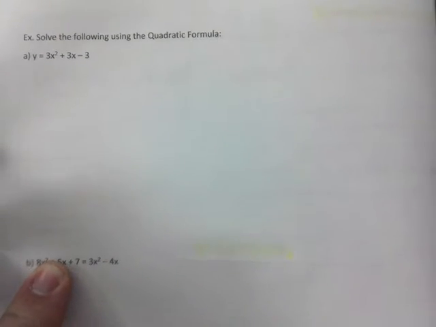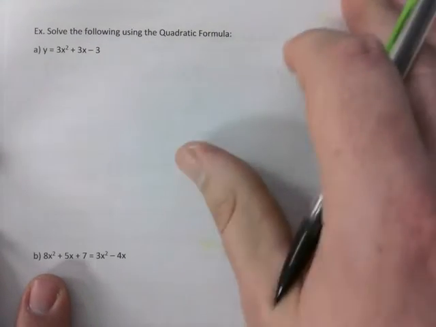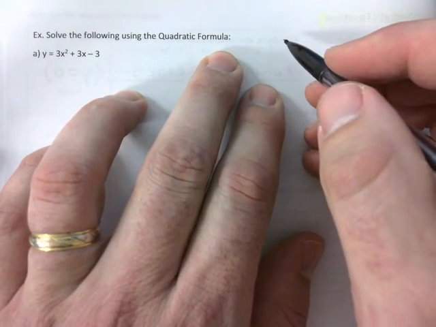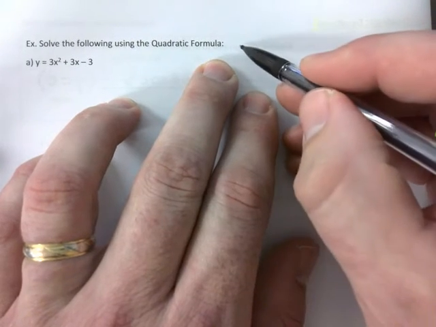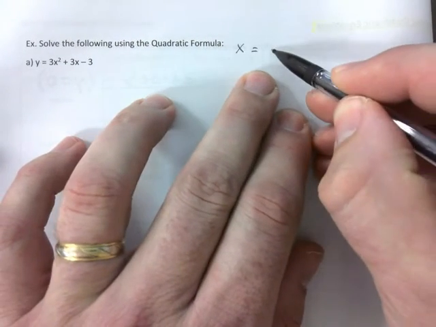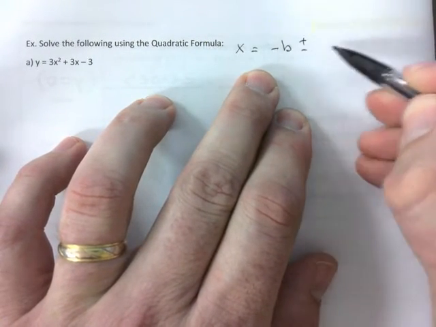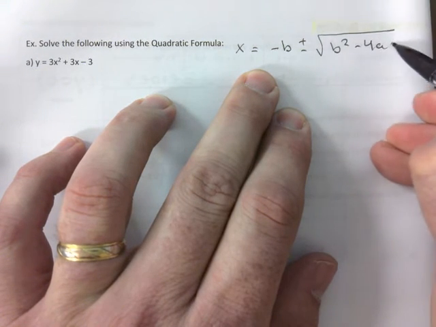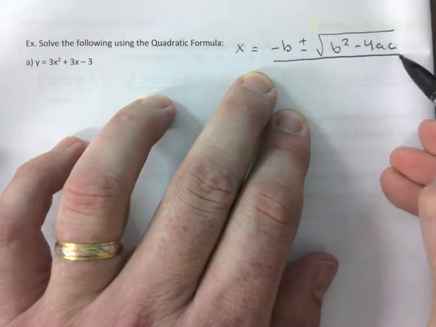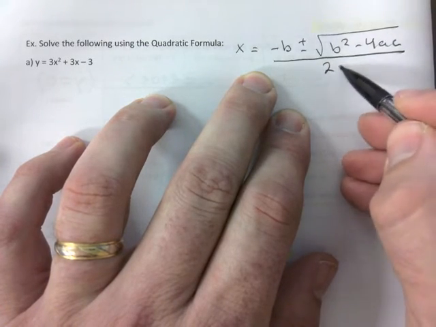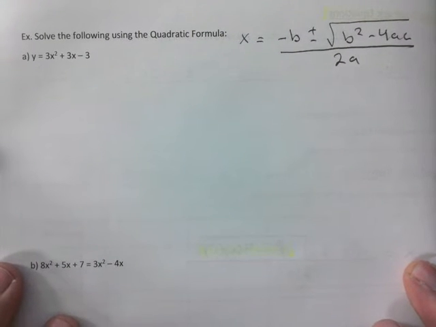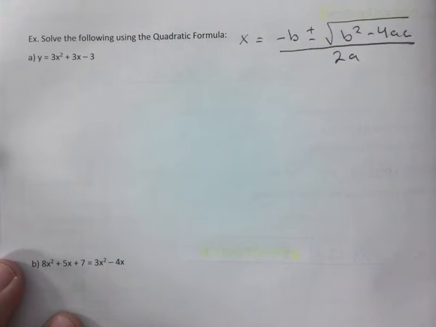Solve the following using the quadratic formula. And just to emphasize that, we go negative b plus or minus square root b squared minus 4ac. This one doesn't have the brackets, but I just want to write it out one more time so that it's there. Okay, so that is the quadratic formula. You have to use it if I ask you to do it.